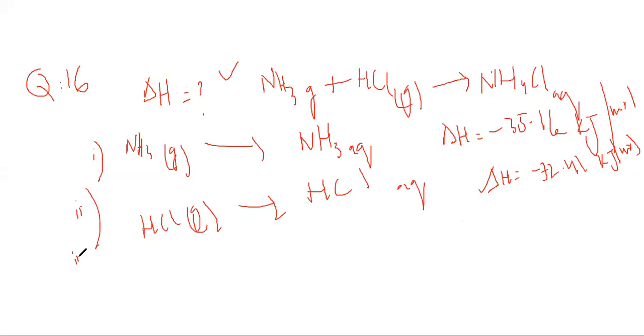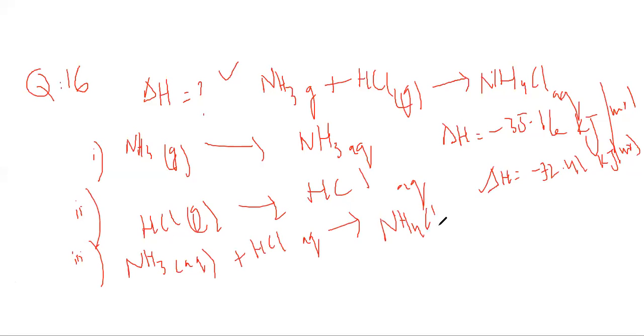Equation number 3. Aqueous ammonia, because now they are converted into aqueous. So aqueous ammonia plus aqueous HCl react with each other and produce aqueous ammonium chloride, NH4Cl aqueous. Enthalpy change is minus 51.48 kilojoule per mole. Enthalpies of the 3 reactions are given.